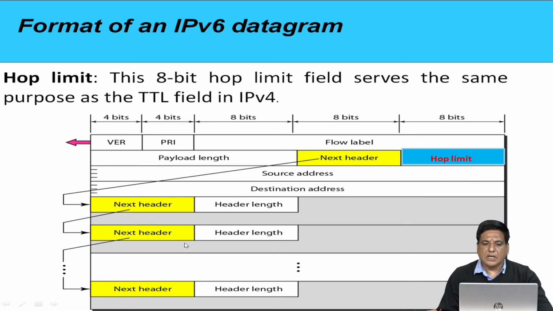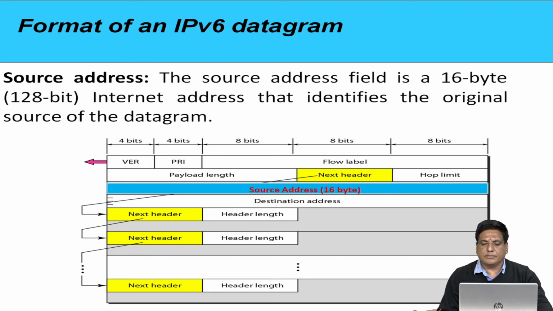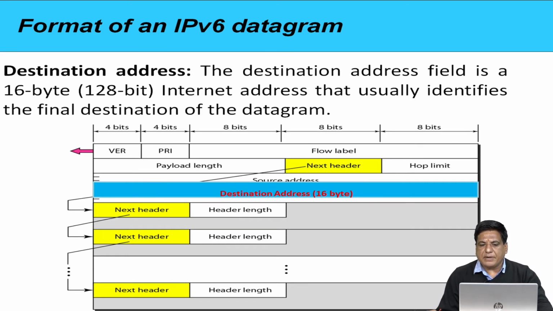Hop limit. This 8-bit hop limit field serves the same purpose as the TTL field in IPv4. Source address. The source address field is a 16-byte field, that is a 128-bit field, that is the internet address that defines the original source of the datagram. Similarly, we have the 128-bit address for the destination of the datagram. So the total is 4 bytes, 4 bytes, 4 bytes, plus 16 bytes plus 16 bytes. So the base header is a 40-byte header in IPv6.